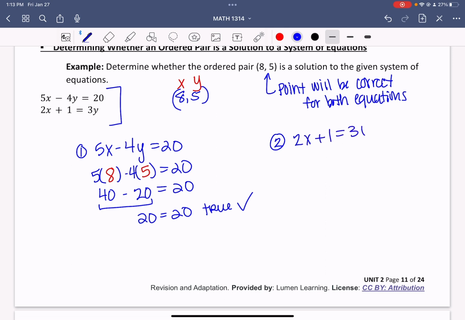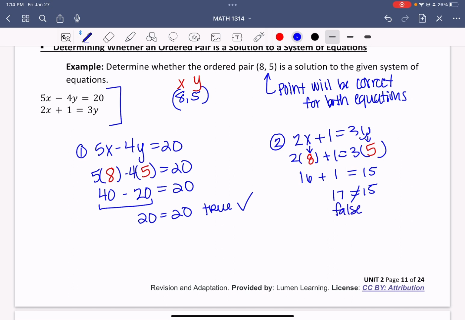And so for step number 2, I'm going to take 2x plus 1 equal to 3y, and I'm going to plug in my x to be 8, my y to be 5. So 2 times 8 plus 1 equal to 3 times 5. Just making sure you're on your toes there. So I plugged in my x to be 8, my y to be 5. And then I'm just going to check if the left side of the equal sign equals the right side. So it gives me 16 plus 1 equal to 15. So 17 is equal to 15, which is not true.